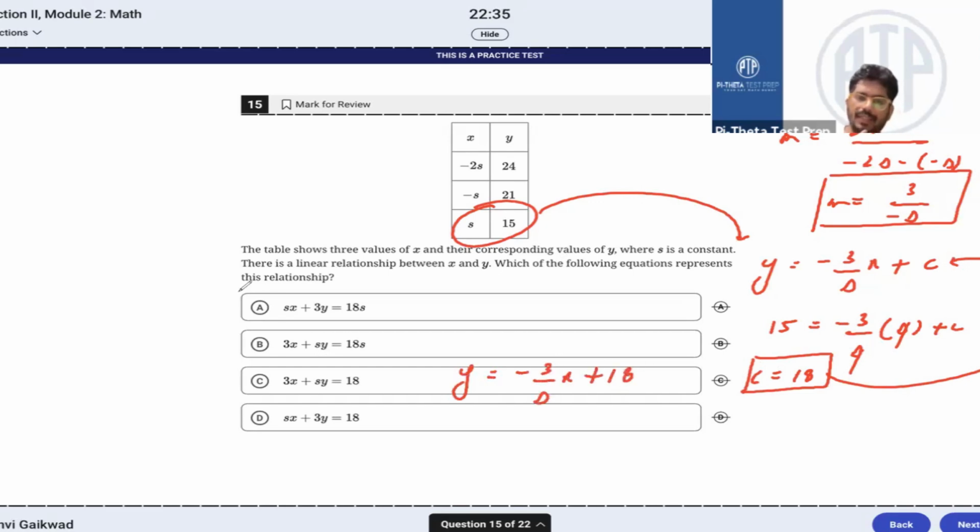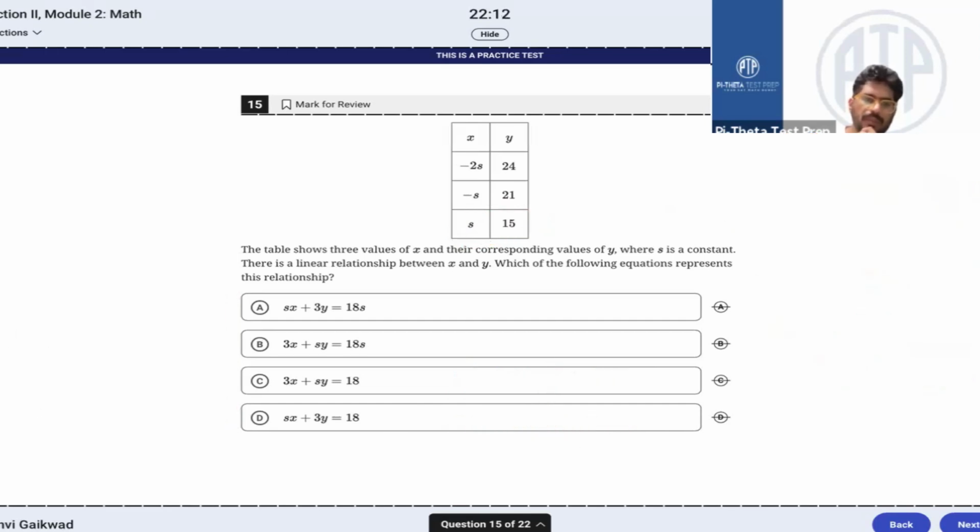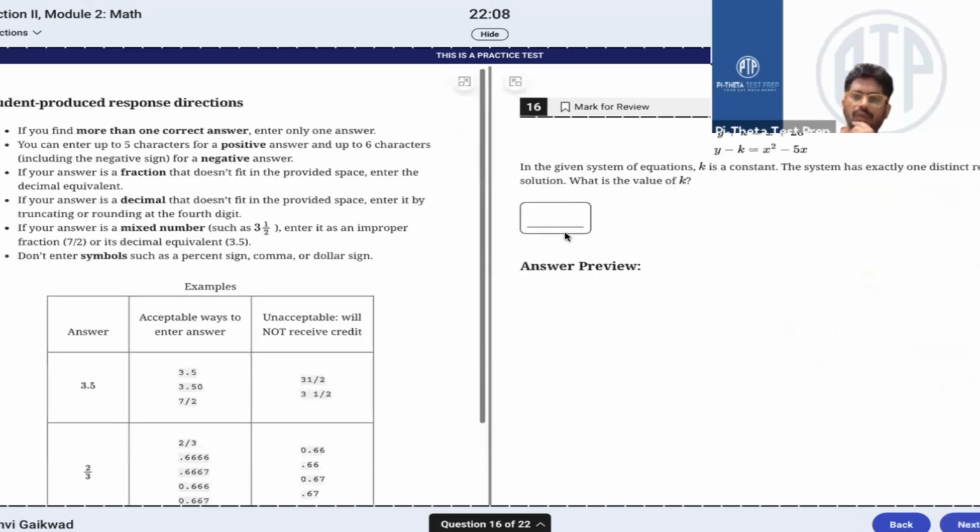I have to write this in this format. So I have to multiply everything by s here. So that will become s into y is equal to negative 3x plus 18s. If I rearrange this, it will become 3x plus sy is equal to 18s. Check the option here. We have option number B here, right? That matches with this. That is option number B. Do watch the video again for understanding this. Going to the next question here.